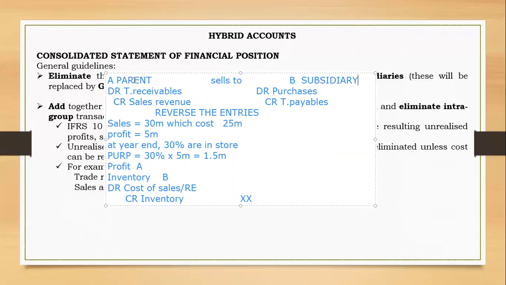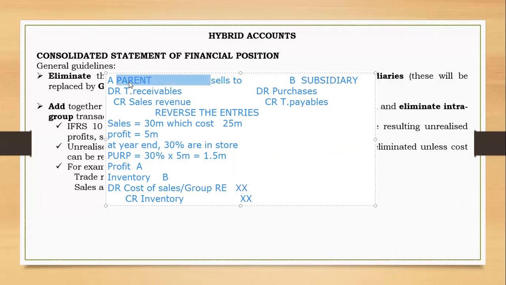If A is the parent, the profit of the parent is not shared, but the profit of the subsidiary must be shared, right? So if A was the parent, it's obvious that this would have gone to the group retained earnings. You know, the parent corresponds to the group. So we debit group retained earnings. Now let's reverse this.